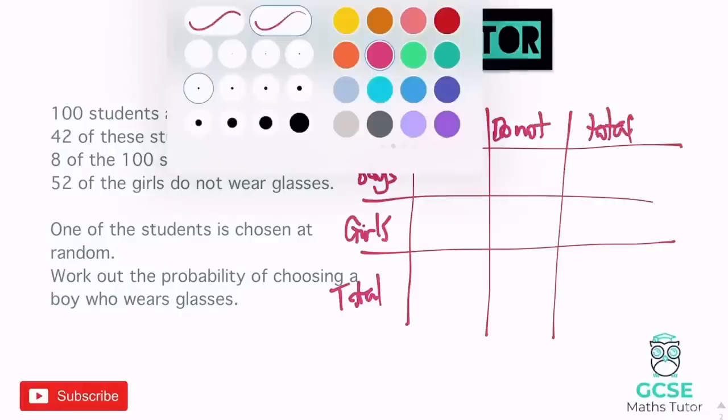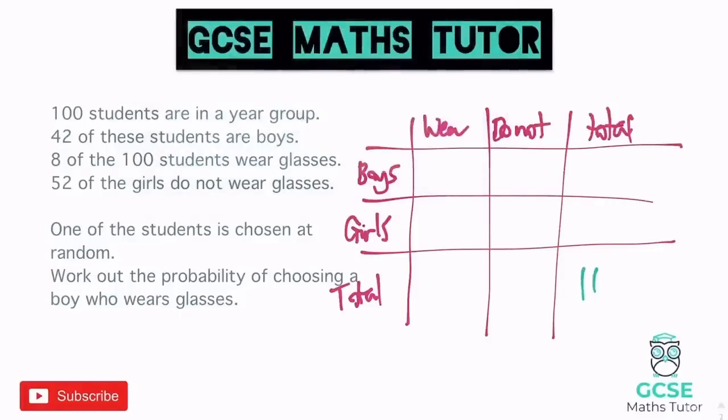So what I'm going to do is put the numbers within the question. We've got 100 students in the year group. 42 of them are boys. 8 out of 100 students wear glasses. So 8 students here wear glasses. And 52 of the girls do not wear glasses. So 52 just here. Now that's everything in the question.